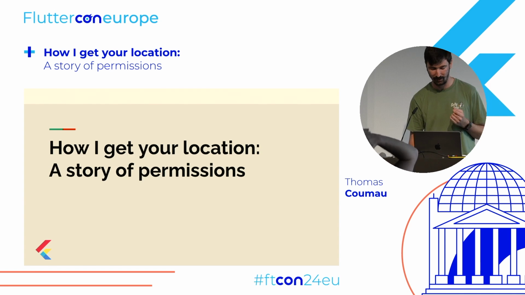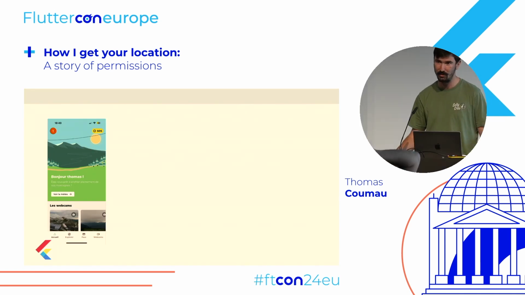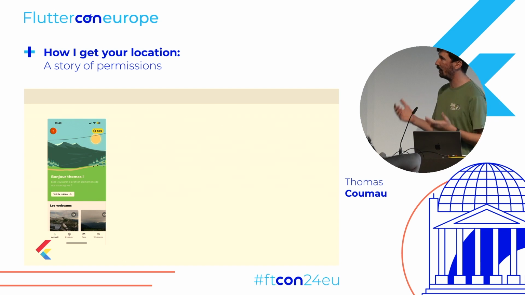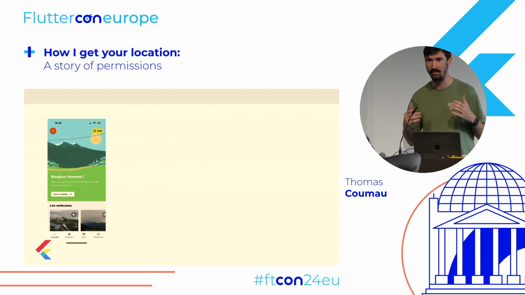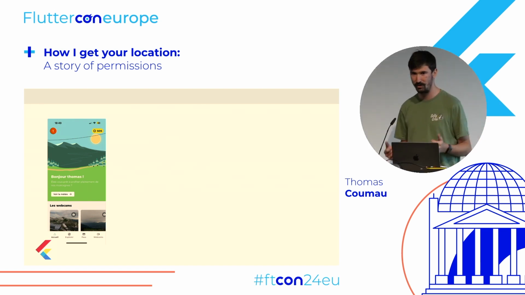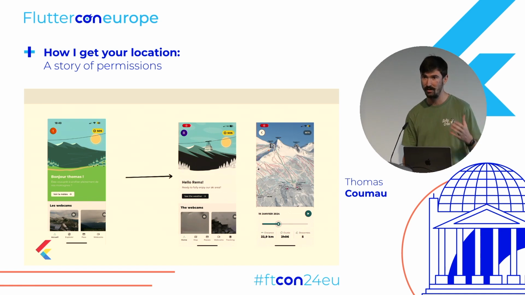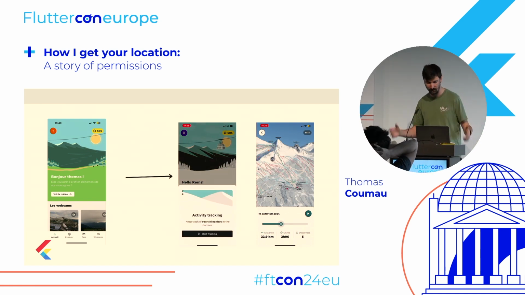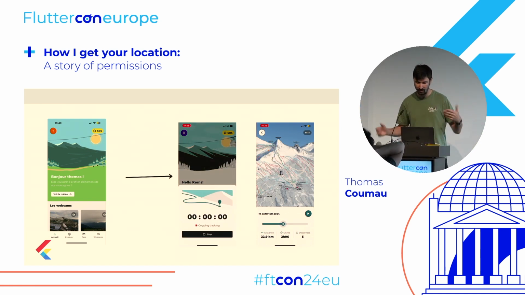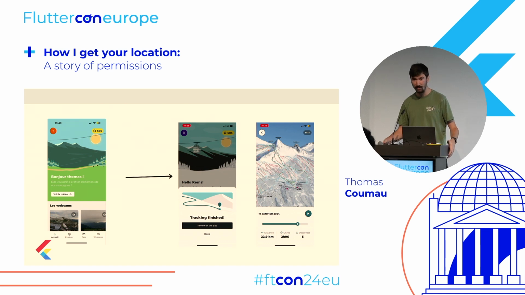How I get your location, and how it's a story about permission. How did I come up with this idea? I was working on a ski resort app, a beautiful app, but we lacked one key feature, a really lovable feature for our users, which is a tracking feature. So when they are on the different resorts, they can look at their journey around the resorts and have some beautiful badges and stuff. But in order to do this feature, we require access to the location of our user.